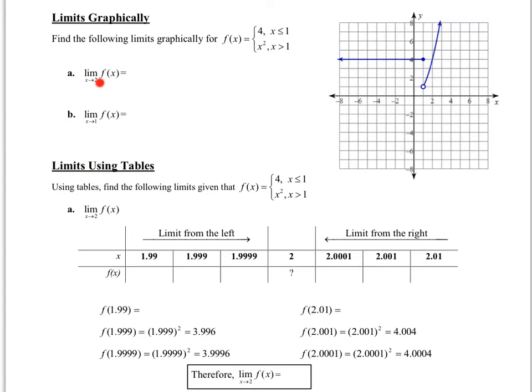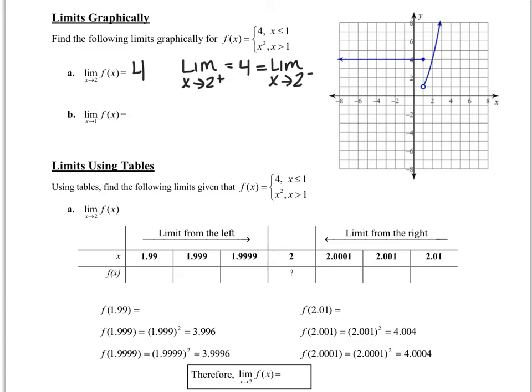So I want to find the limit as x approaches 2. Now remember, I have to check the left and the right hand limits. So when x approaches 2 from the left, it looks like I'm at 4. And when x approaches 2 from the right, it looks like I'm also at 4. So this limit exists. The limit is 4. It looks as though the limit as x approaches 2 from the right is equal to 4, and so is the limit as x approaches 2 from the left.